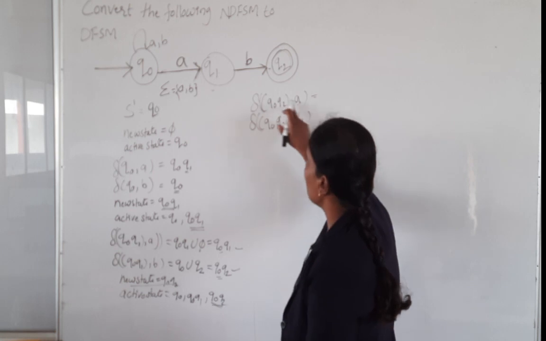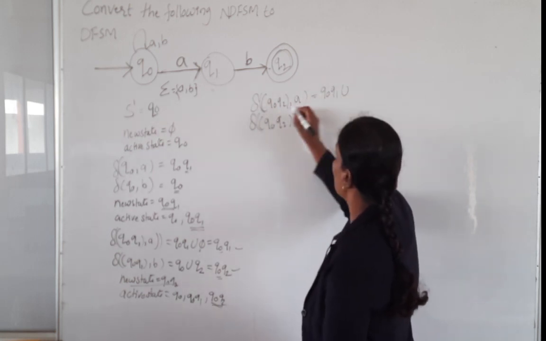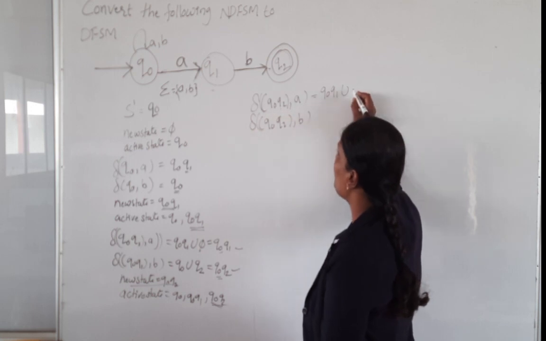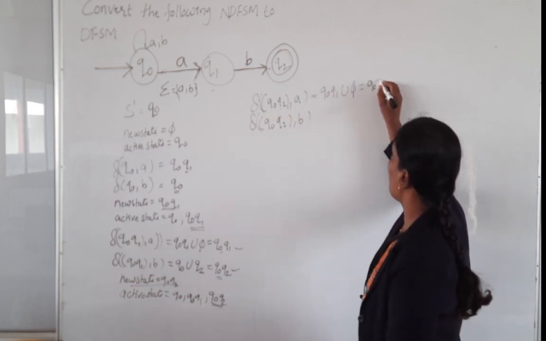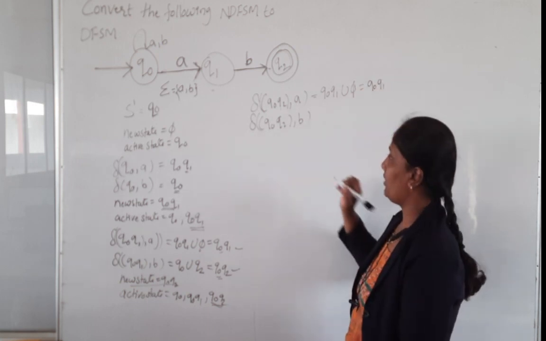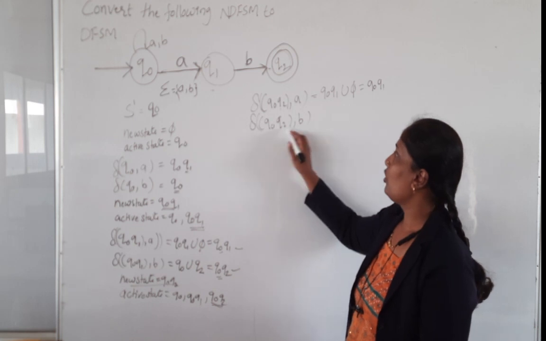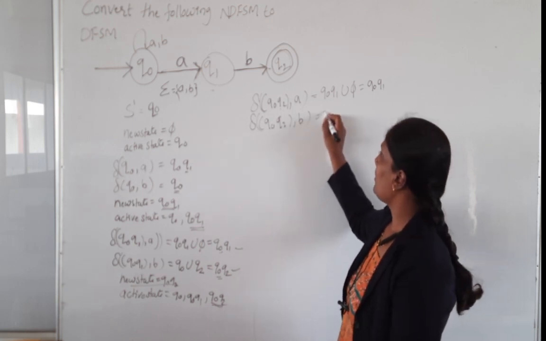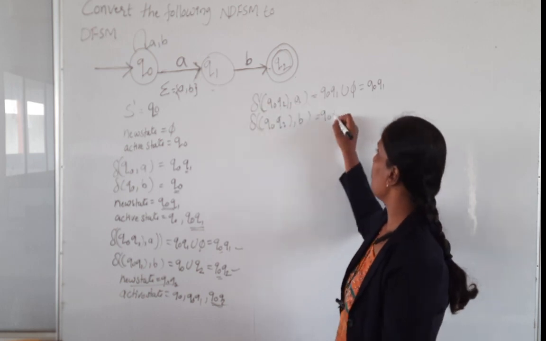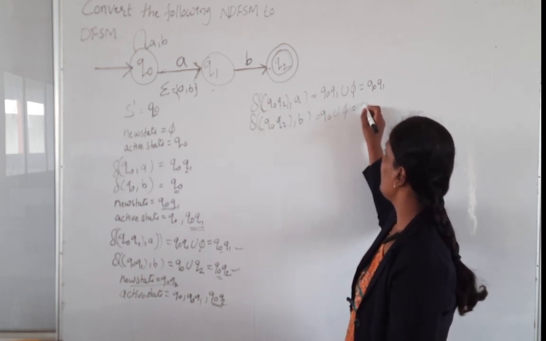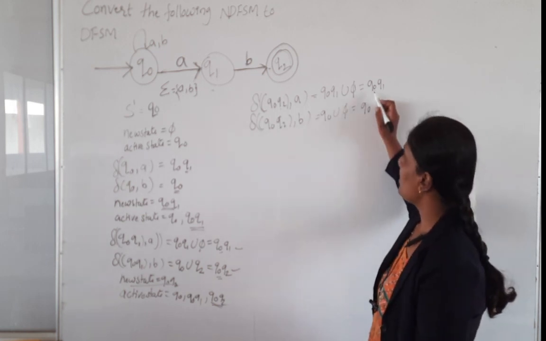So Q0 of A, where I reach Q0, Q1. Next, Q2 of A, there is no transition, so I will write null here. So finally what do I get? I get Q0, Q1. Next, Q0, Q2 of B. So Q0 of B, where I reach Q0. Q2 of B, there is no transition, so I will write null here. So finally what do I get? I get Q0.